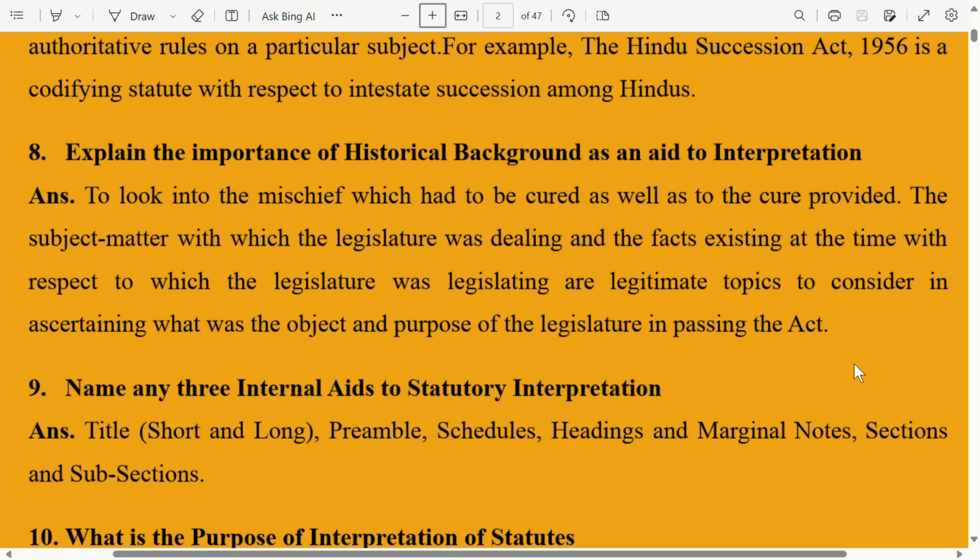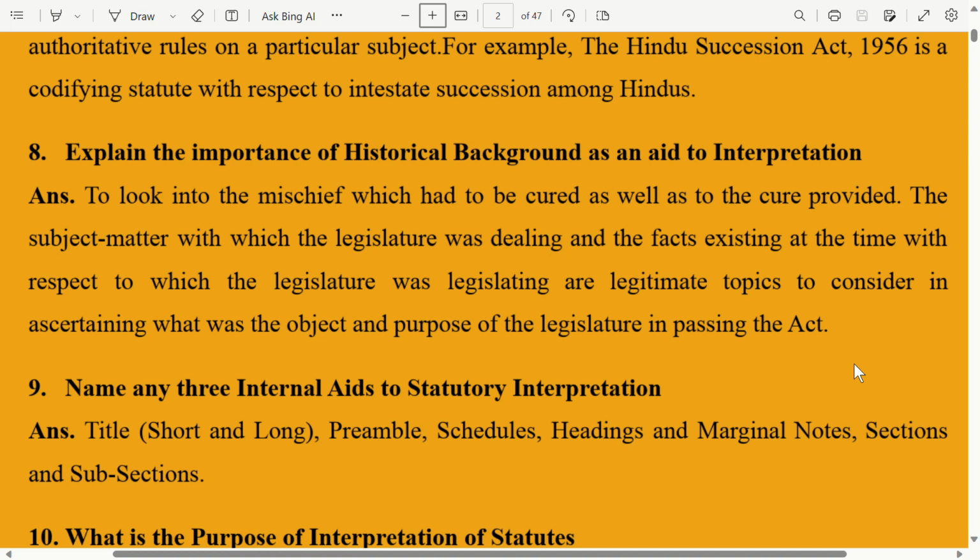Explain the importance of historical background as an aid to interpretation. To look into the mischief which had to be cured as well as the cure provided, the subject matter with which the legislature was dealing, and the facts existing at the time with respect to which the legislature was legislating are legitimate topics to consider in ascertaining what was the object and purpose of the legislature in passing the act.